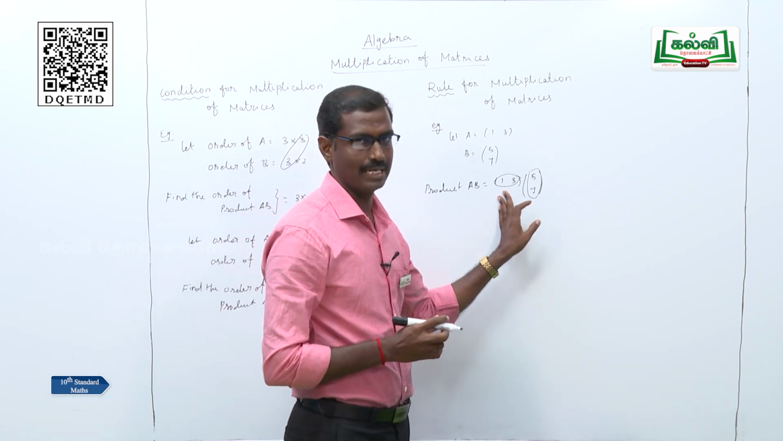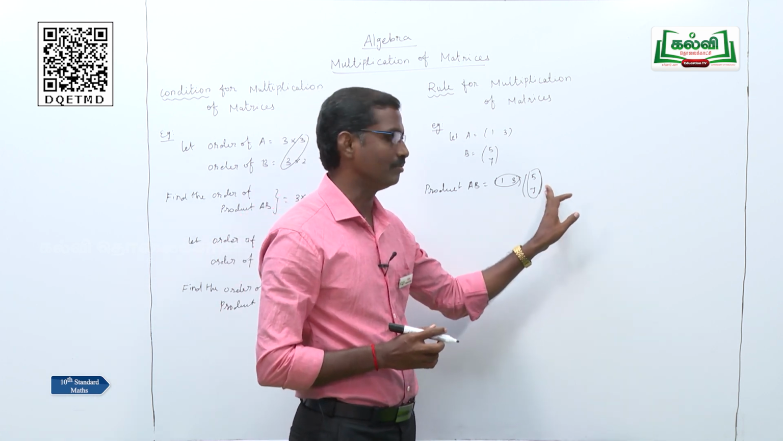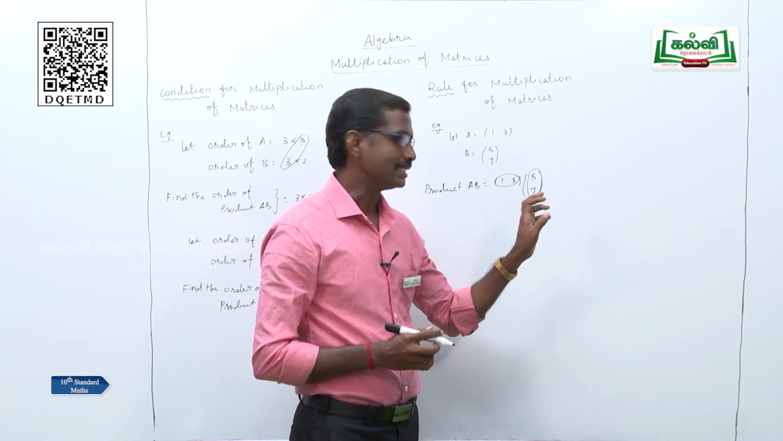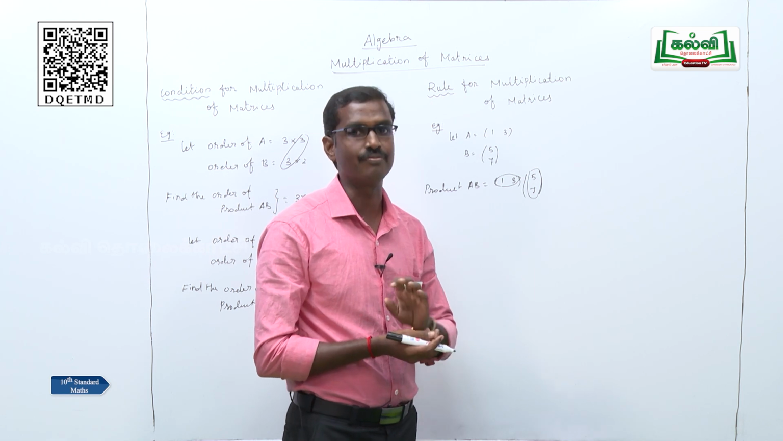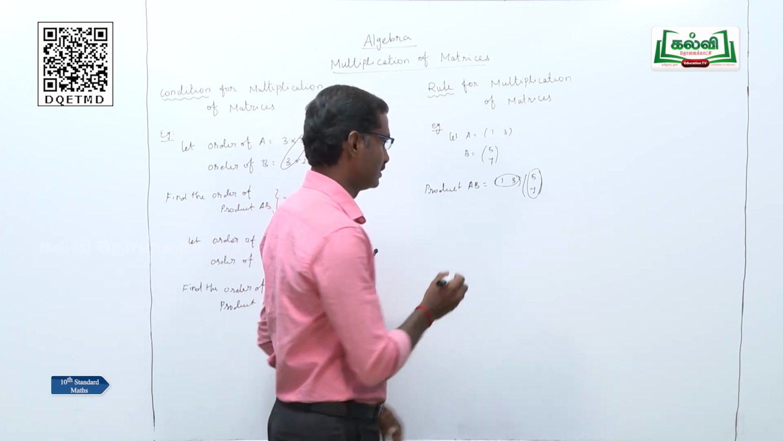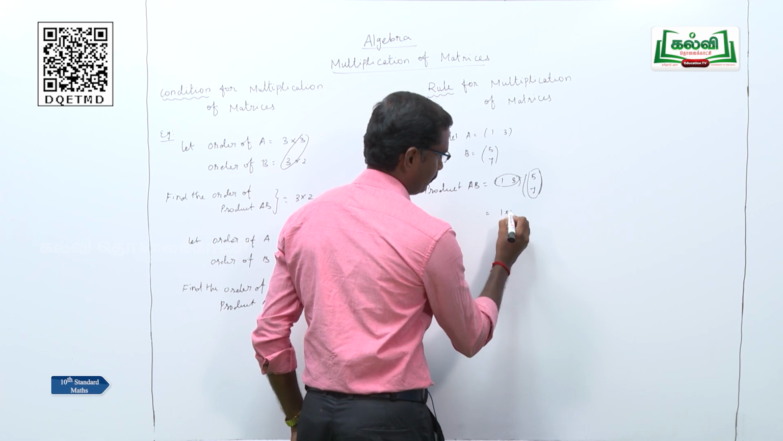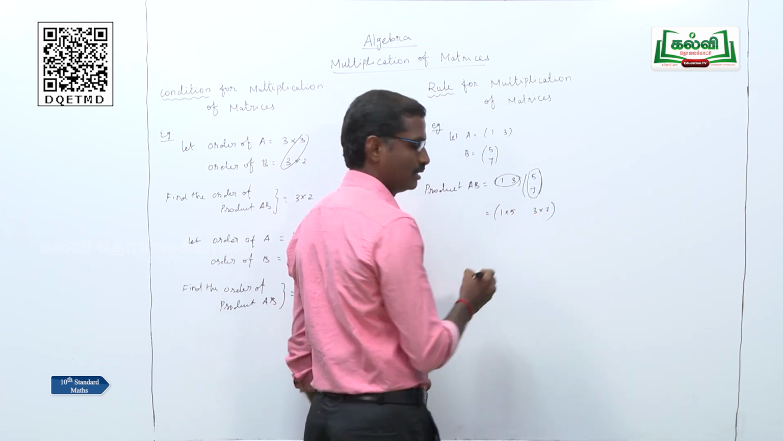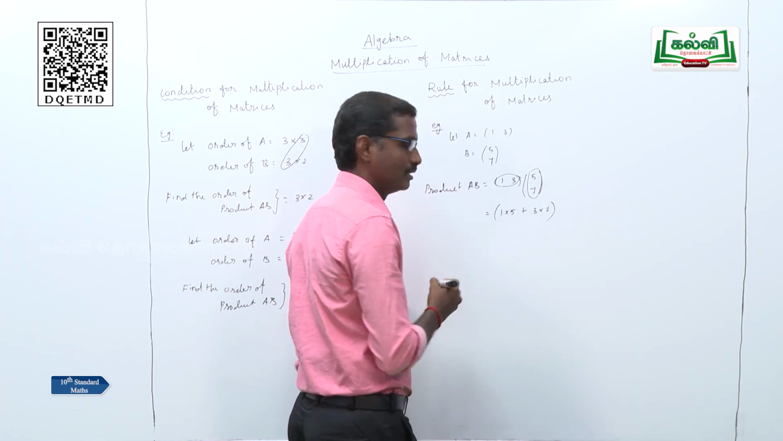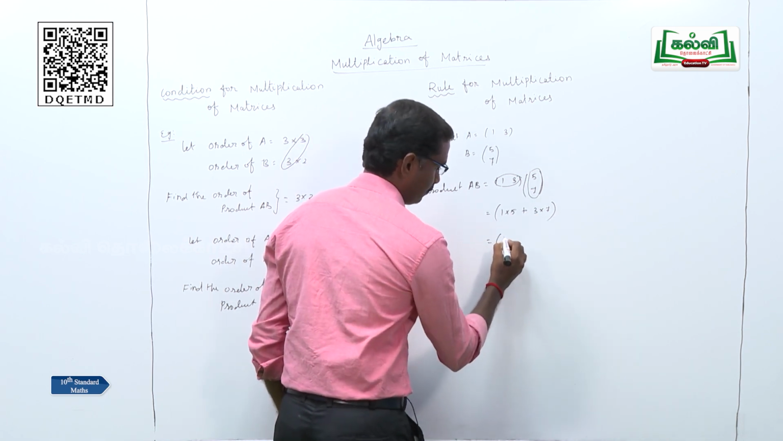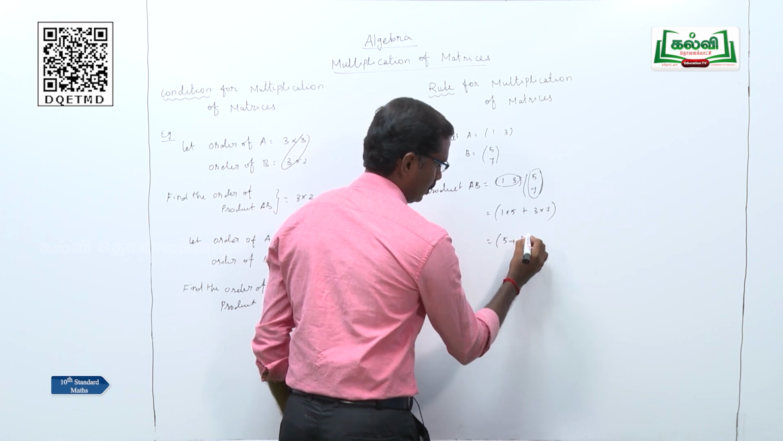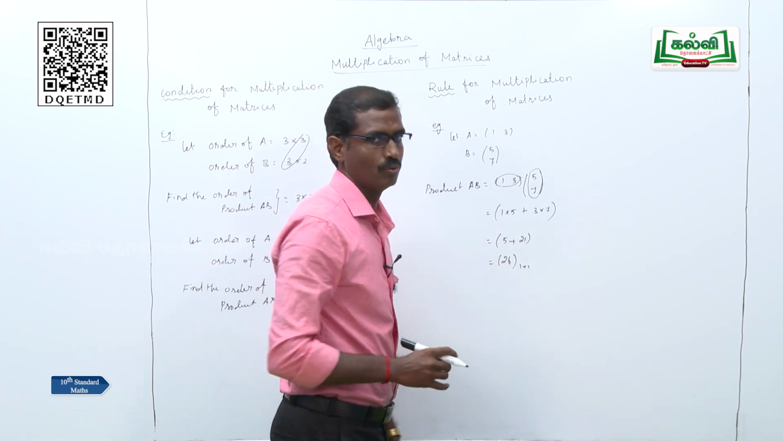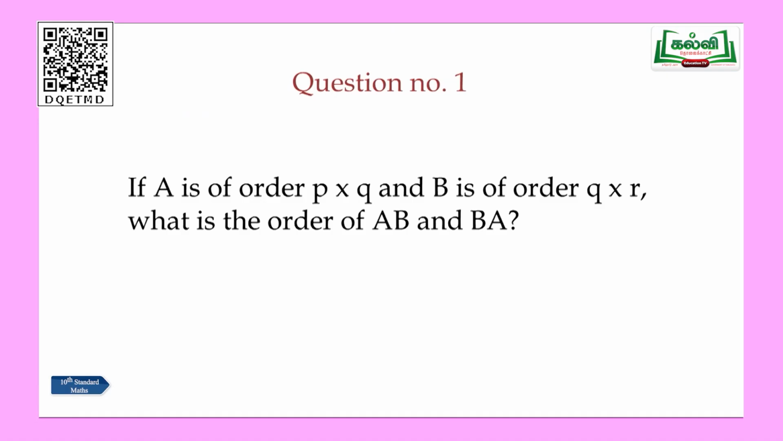In this row matrix, we have two elements. In this column matrix, we have two elements. So, first element multiplied by first element, second element multiplied by second element. After multiplication, we add the results. So, 1 times 5, 3 times 7. 1 fives are 5, 3 sevens are 21. So, we get 26. Order 1 by 1. Okay?